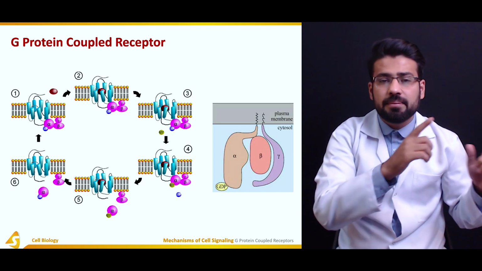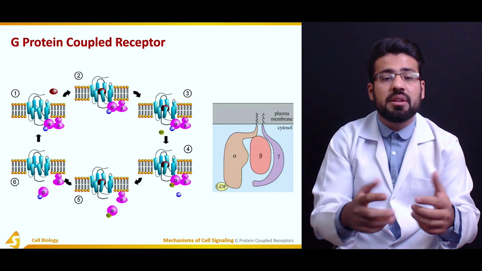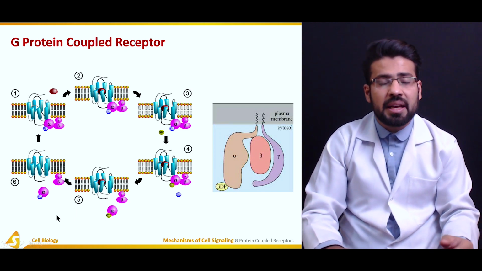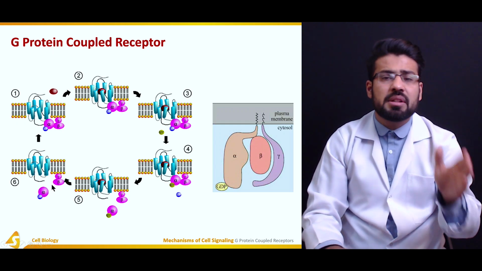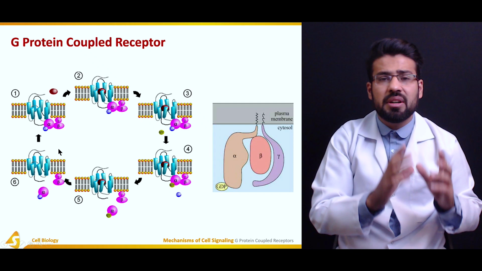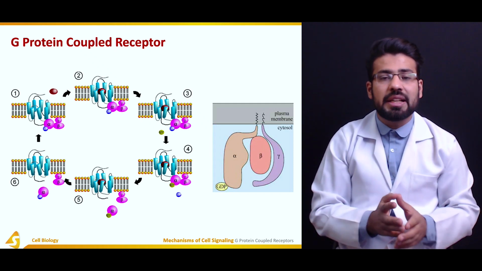the alpha subunit is again bound with the GDP. Now this bound GDP then moves back towards the beta gamma subunit, and this particular process repeats again and again when a particular ligand binds, resulting in the activation of the subsequent downstream signaling pathways.